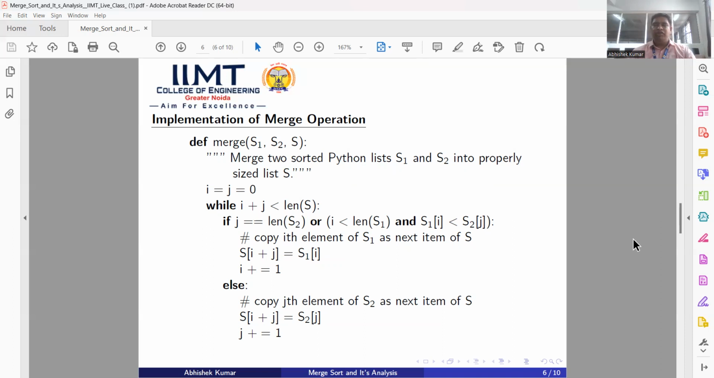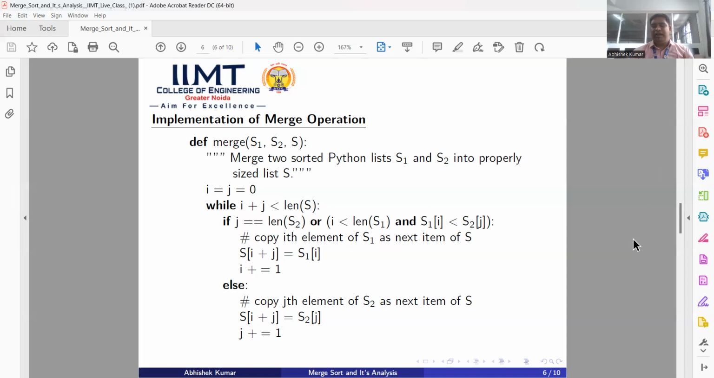So the first thing we are doing in the merge operation is taking two different indices, one pointing to S1 and one pointing to S2. I is pointing to S1 and J is pointing to S2. To access the different values of S1 and S2, we are taking two indices, I and J, and initializing I and J equal to 0. That means initially I is pointing to the first element of sorted subsequence S1, and J is pointing to the first element of sorted subsequence S2. After that, we are writing one while loop.